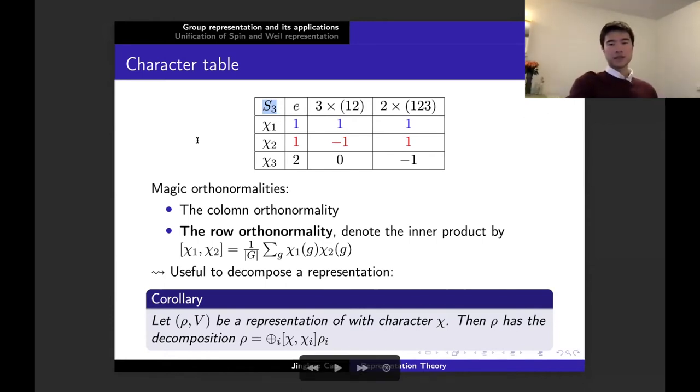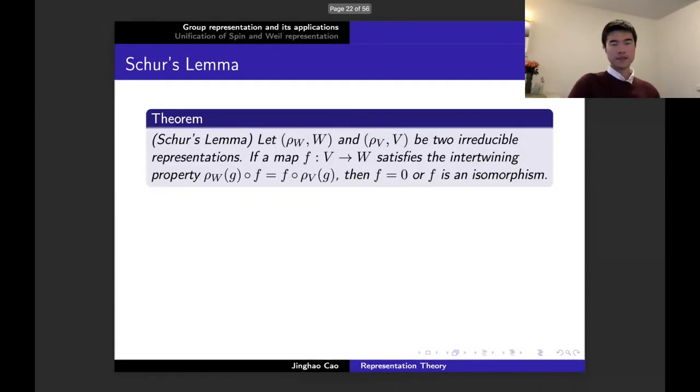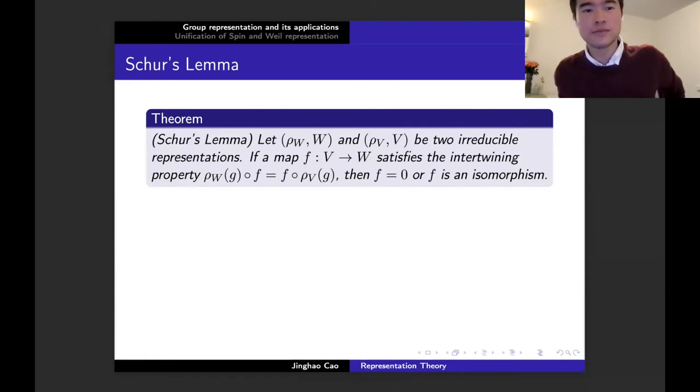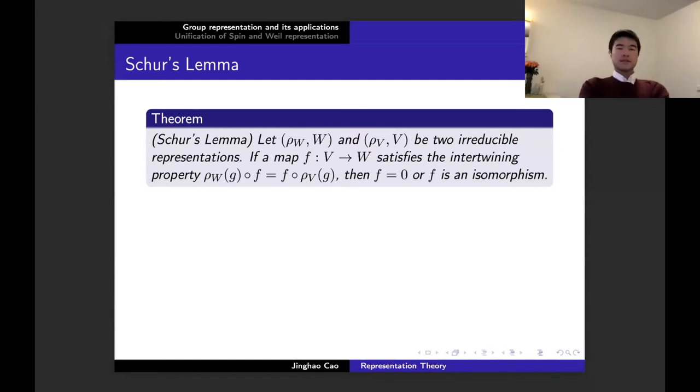Before doing that, I have to mention an important theorem about group representation theory so that we can compute later. The most important theorem, in my opinion, in group representation theory is actually called a lemma, unfortunately. It's called Schur's lemma. Schur's lemma states that if we have two irreducible representations and a map F between the two vector spaces, and they intertwine with each other.